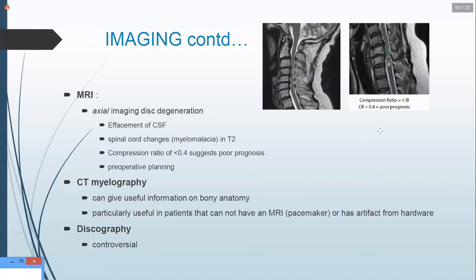And we have one compression ratio, the ratio of the narrowest diameter to the broadest nearby. If it is less than 0.4, this is a poor prognosis.